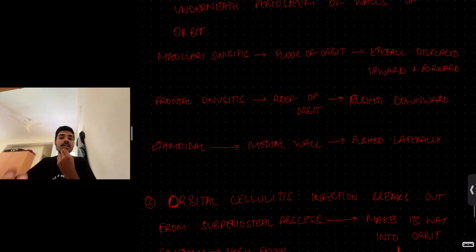So it will push the eyeball upwards. In frontal sinusitis, the subperiosteal abscess will be in the roof of the orbit, so it will push the eyeball downwards. Ethmoidal, it will push the eyeball laterally. So just with basic anatomy, you can get to know where the abscess is, what kind of symptoms, and how it will cause proptosis. So that is subperiosteal abscess.